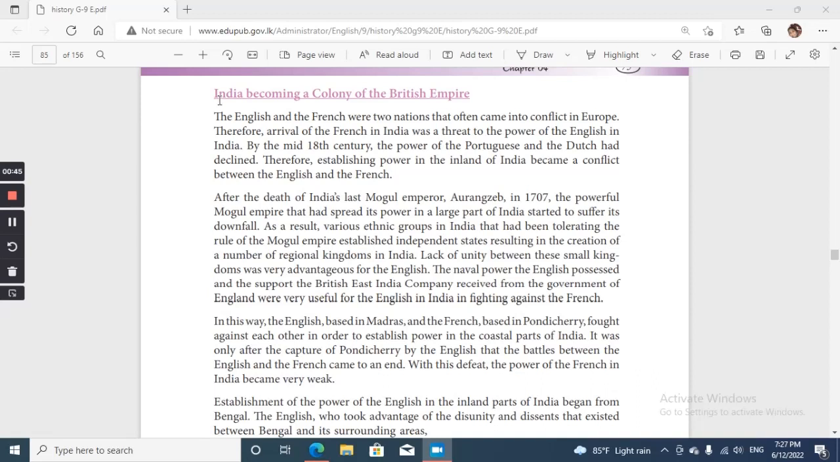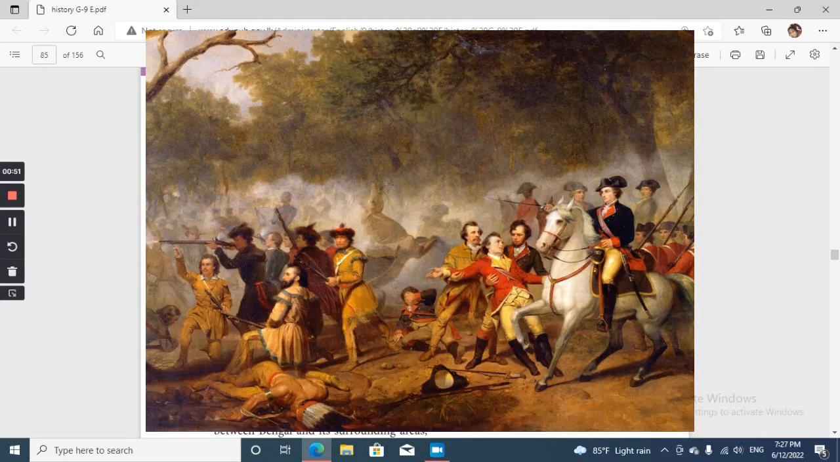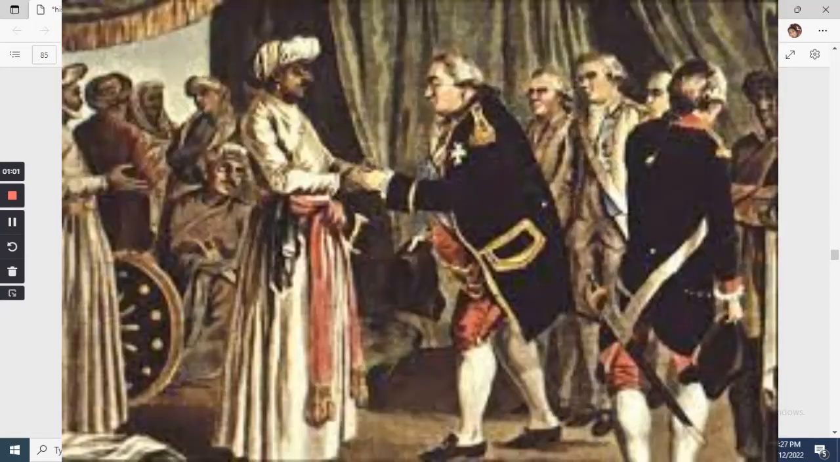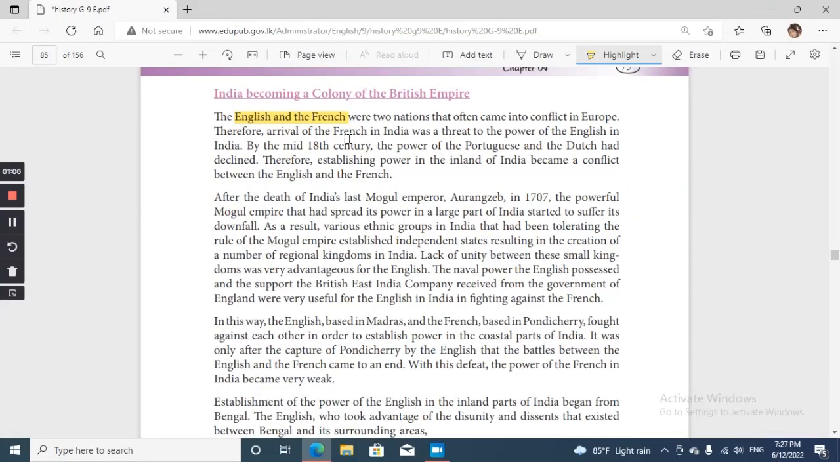In Europe, the English and the French were fighting against each other. The French arrived in India, and before the French arrived, the English were already capturing India. You all know that four European nations arrived in India: Portuguese, Dutch, English, and French. Before the French, the English had arrived, so the arrival of the French in India was a threat to the English.